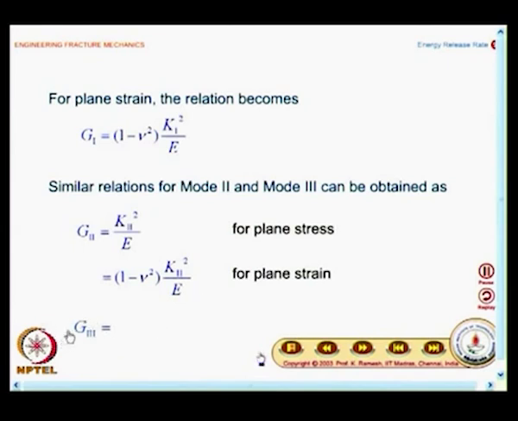And for mode 3, there is a slight difference. You have G3 related to K3 as 1 plus nu times K3 squared by E, that is equal to K3 squared by 2G. You have to keep in mind G is the shear modulus.